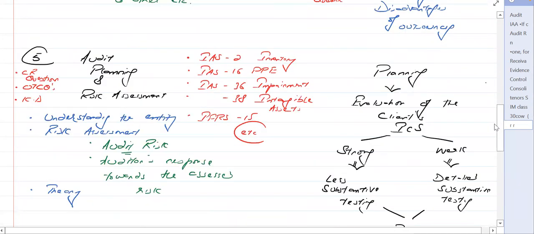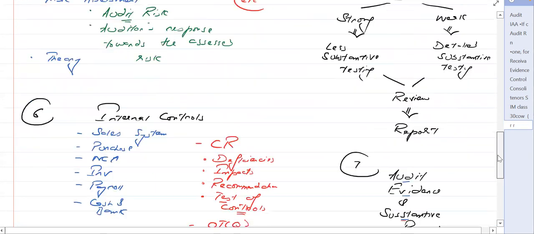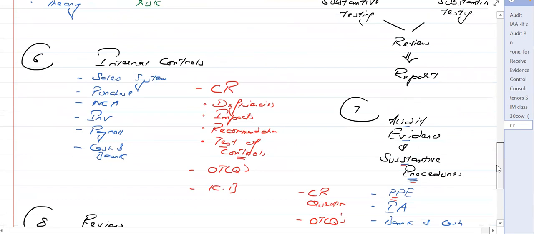Chapter number 5 is the first stage of the audit cycle, which is audit planning and risk assessment. Here you need to have financial reporting knowledge, because when you're taking the understanding of the entity, you need to bring the financial statement perspective of every particular situation into your mind. Chapter number 6 is all about internal controls, a very interesting chapter based on common sense, the systems which you have already studied in your BT exam.